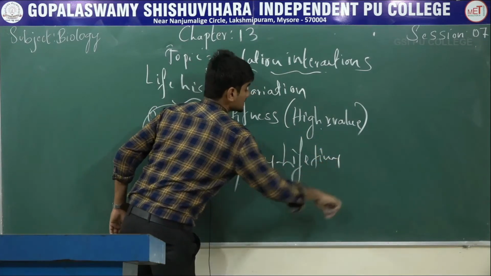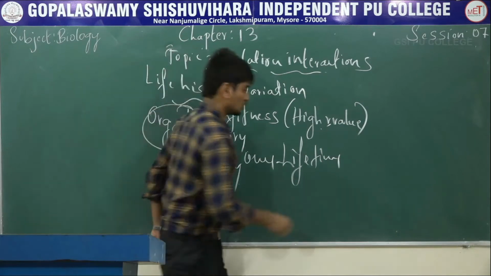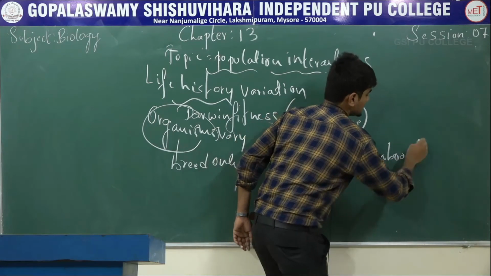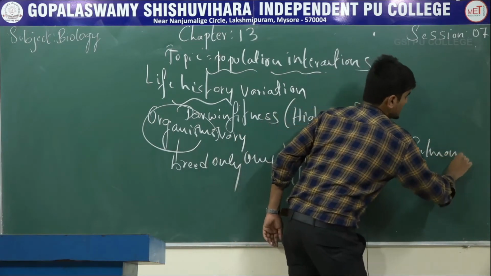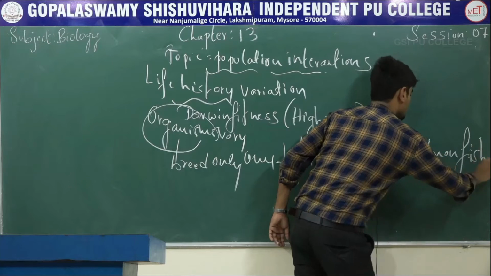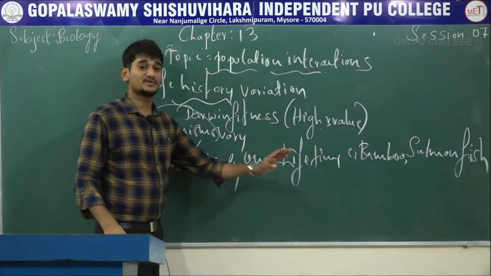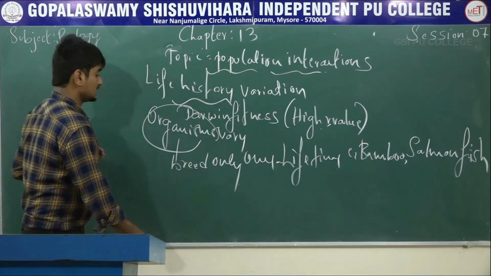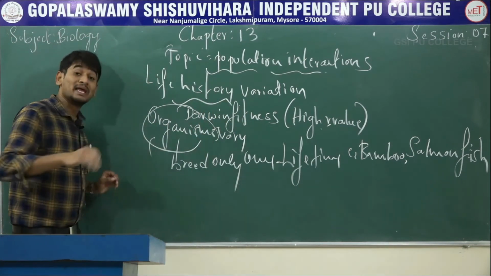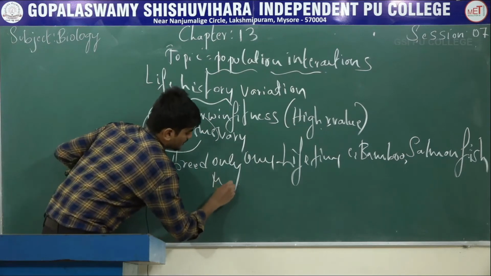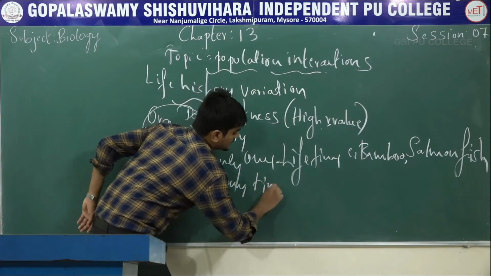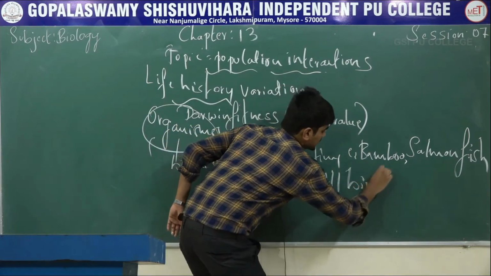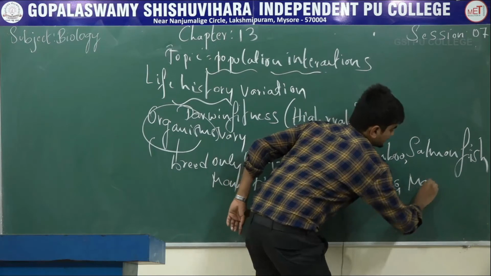Examples of this are bamboo and salmon fish. Bamboo produces flowers after 40 to 50 years, or sometimes 150 years. Other organisms breed many times in their lifetime. Examples are all birds and mammals.